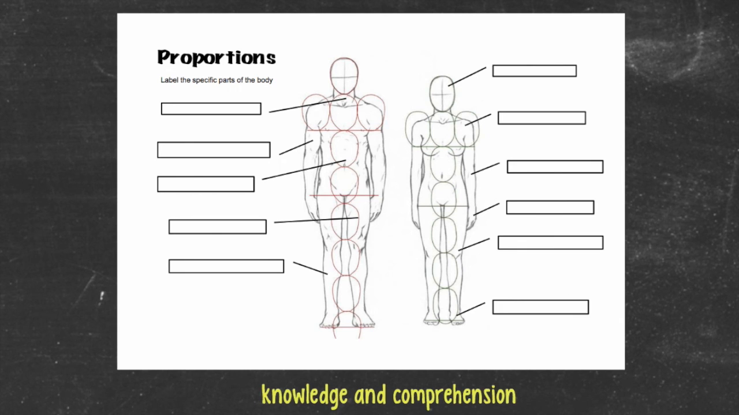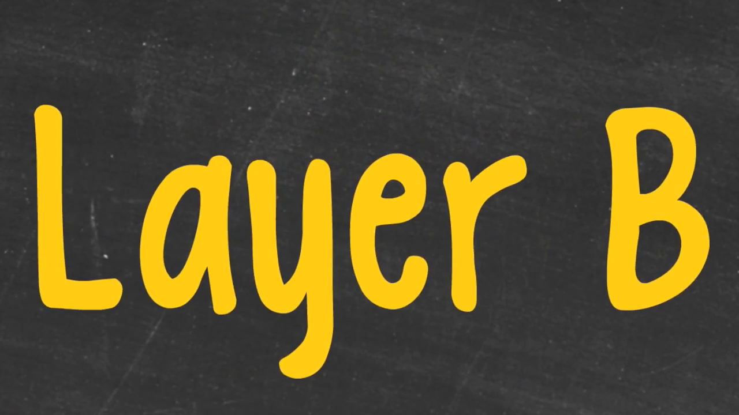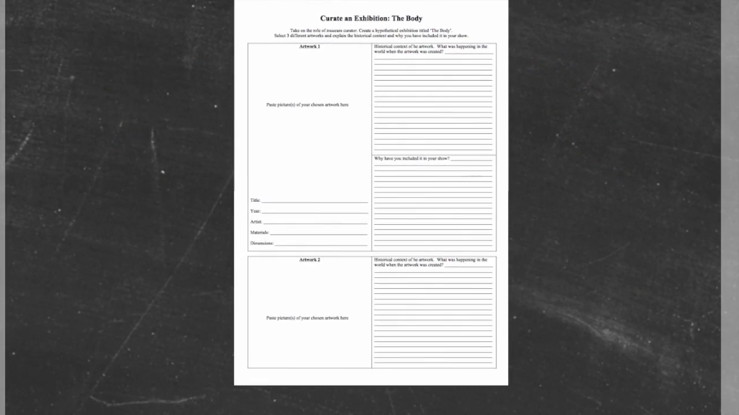For this Layer B assessment, students are to take on the role of museum curator and create a hypothetical exhibition titled The Body. The worksheet works as a template for the application of knowledge and analysis of artworks students have chosen. A few questions have been provided to subtly direct students, but are open-ended to allow for self-exploration.